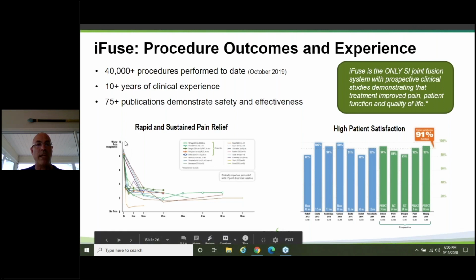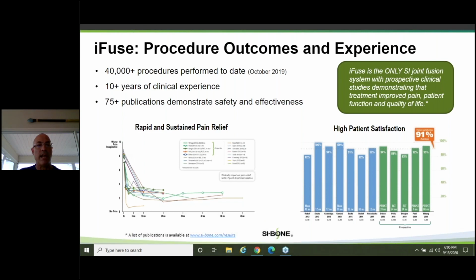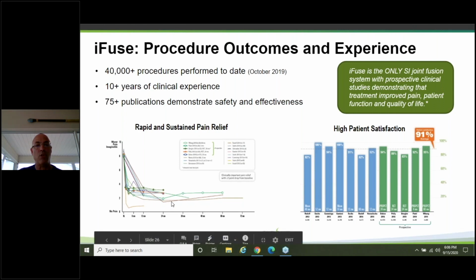Down here, after the iFuse implant is put into place, this x-axis is how far out from your surgery you are. So once you put in the implant, you can see that the line drops. That's because people are getting better. Here's 0. So right after the surgery, they're around a 2, maybe a 3, some even at a 2, and some below that. So it's marked improvement.